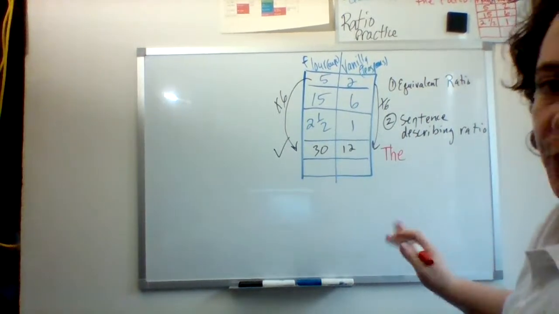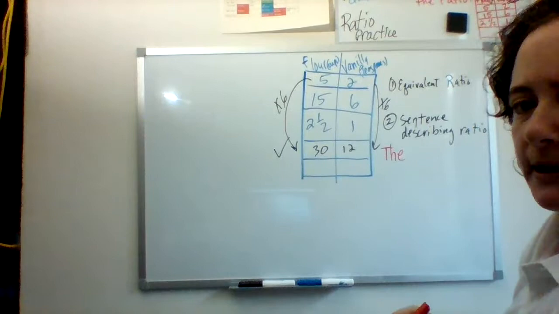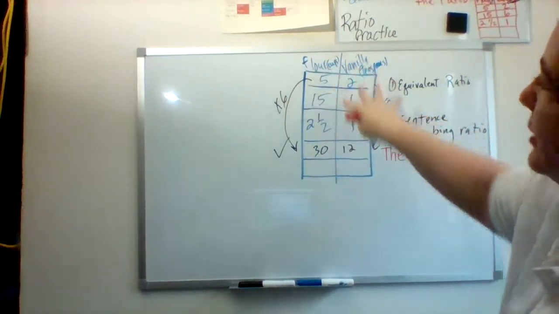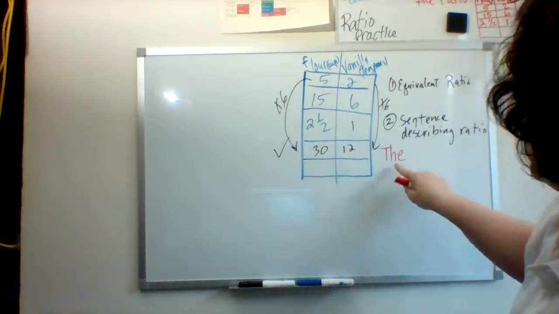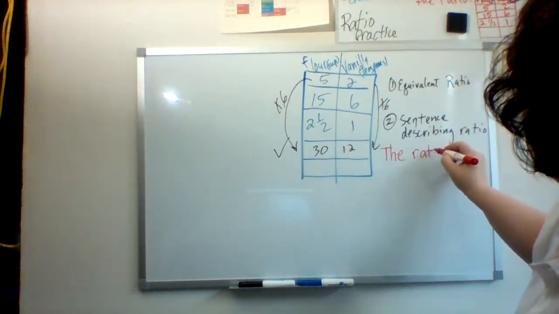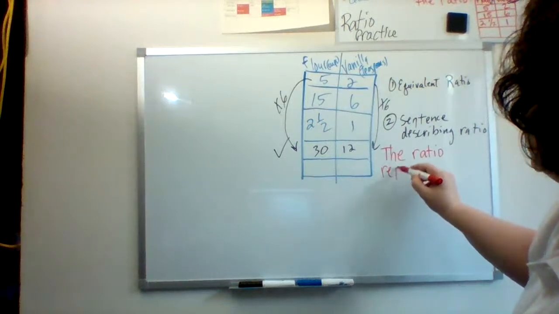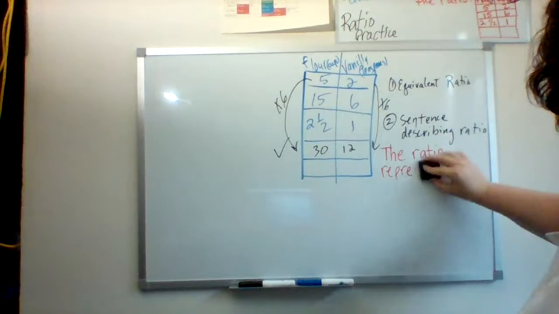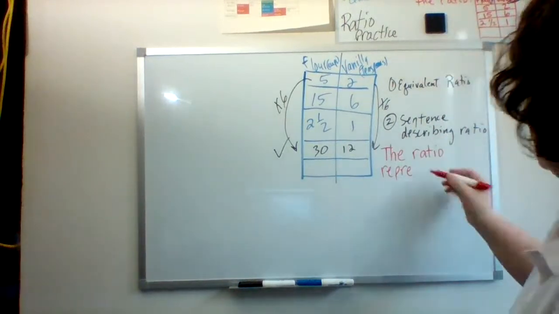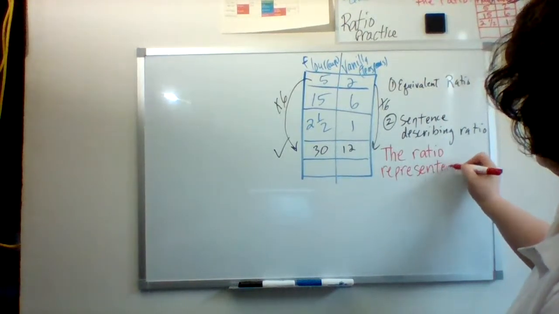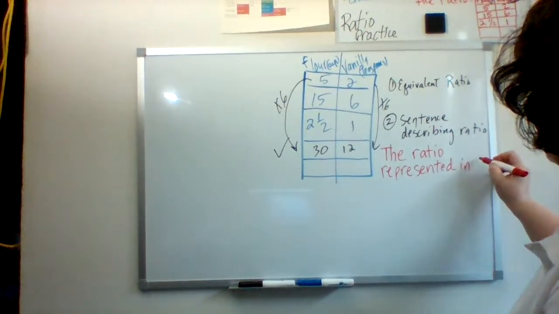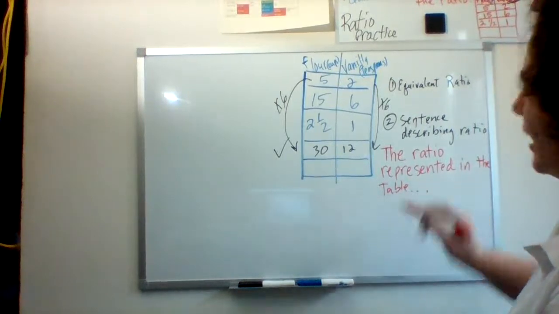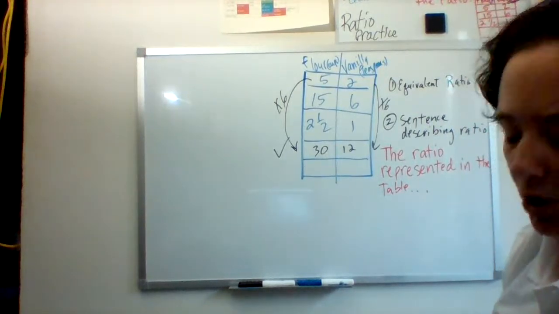I'm going to get you started, right? Because there was some misunderstanding in the other class. It says that we have to describe the ratio that is represented in the table. So the ratio represented in the table, you fill in the blank. I got you started.